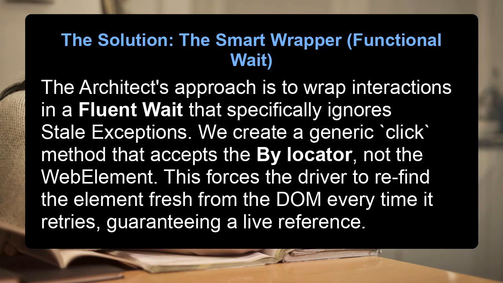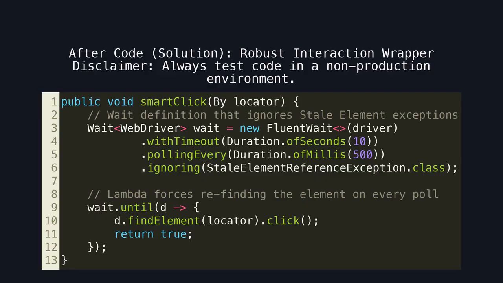The solution, the smart wrapper, functional wait. The architect's approach is to wrap interactions in a FluentWait that specifically ignores stale exceptions. We create a generic click method that accepts the By locator, not the WebElement. This forces the driver to re-find the element fresh from the DOM every time it retries, guaranteeing a live reference. After code solution, robust interaction wrapper. Disclaimer: always test code in a non-production environment.